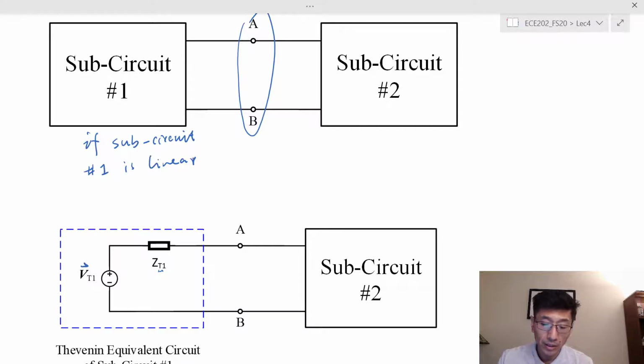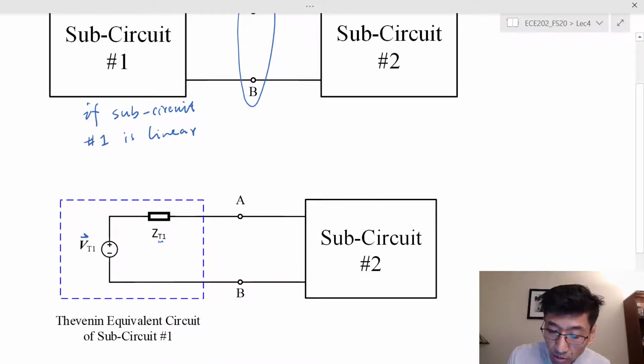Because if it were a nonlinear circuit, the Thevenin equivalent is definitely linear, so how can you magically turn a nonlinear circuit into a linear circuit if it was originally not linear? Okay, so this transformation or equivalence does not depend on whether subcircuit 2 is linear or not, right? Even if you have a nonlinear circuit, you can still do the Thevenin equivalent for subcircuit 1 as long as subcircuit 1 is linear. Okay, so that's for the Thevenin.